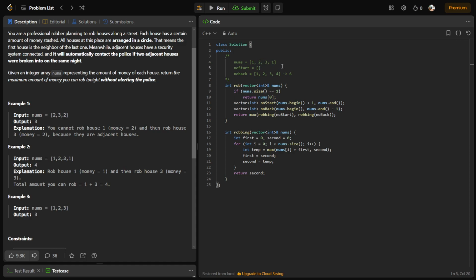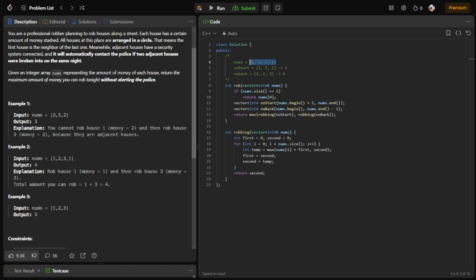There's no example here, but let's try with this one. For this one, no start is 2, 3, 1, and no back is 1, 2, 3. So the highest number will obviously be 2 and 1, which is 3, and for this it will be 1 and 3, which is 4, right? So based on this, we can conclude that we can rob the first house and the third house, but not the fourth house, right? And not anything else, basically. We can't rob 2 and 3 at the same time because they are adjacent to each other.